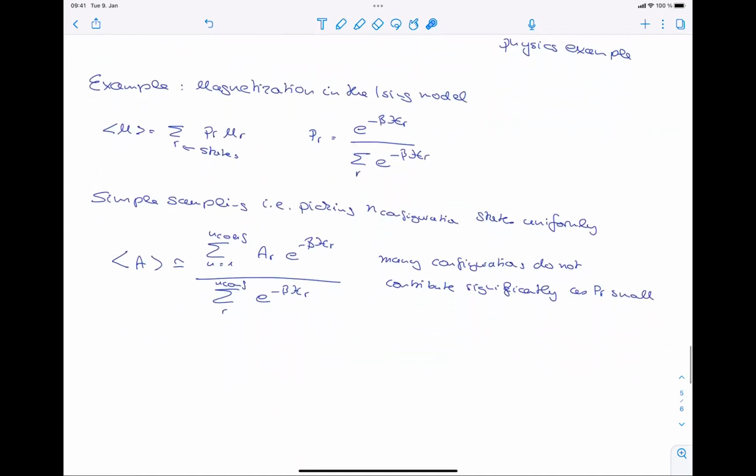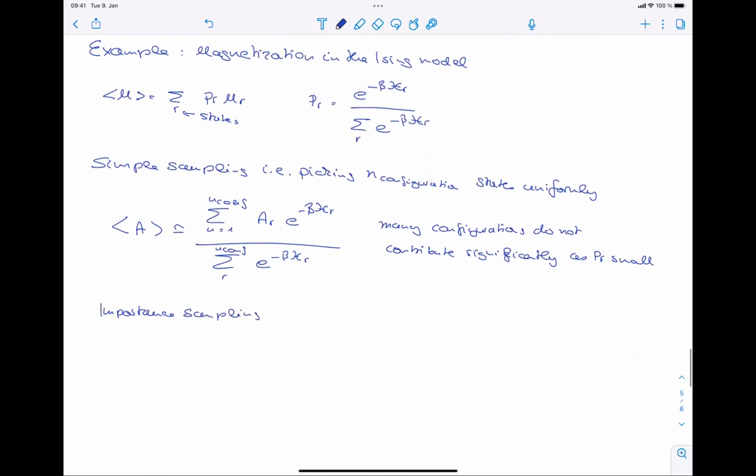And so now the idea of importance sampling for this function would be to sample the states A_R, again with a probability that is different, P of R, and I'm copying down the rest of it. Oh, it's an R.